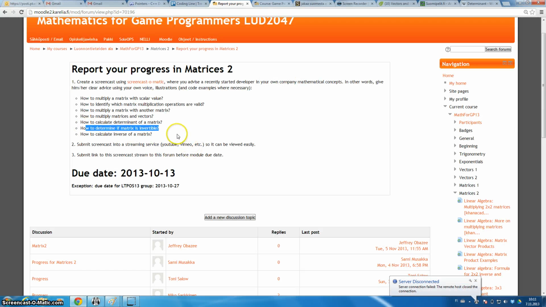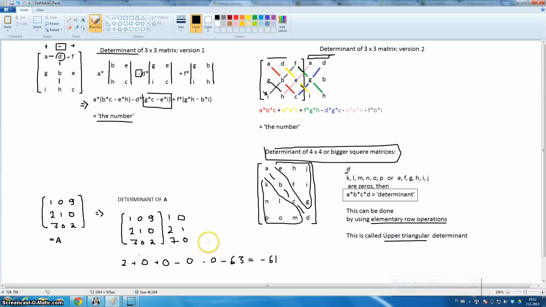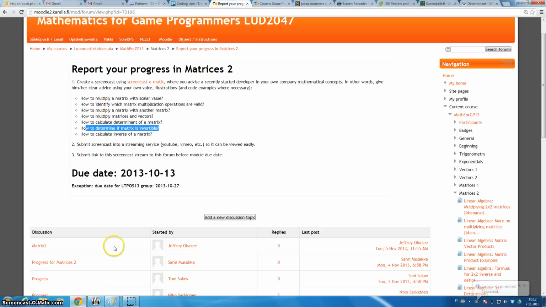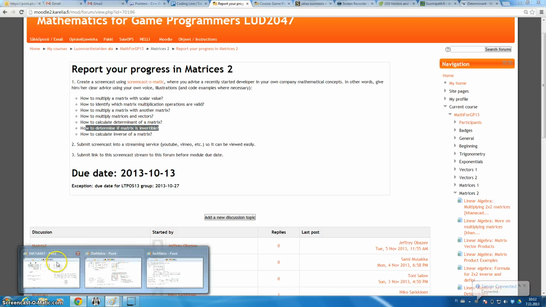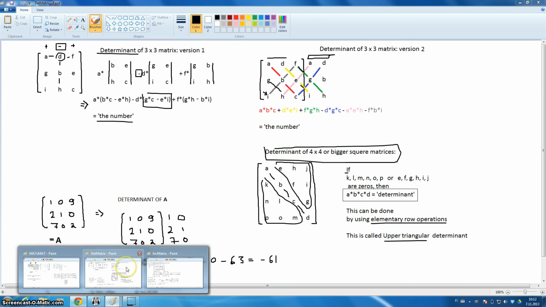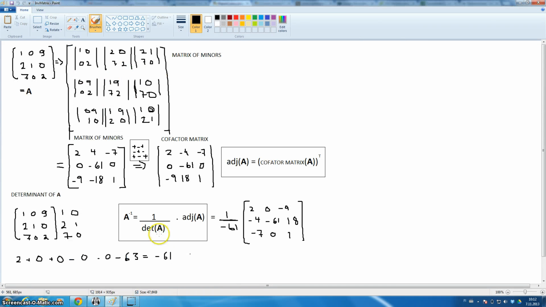How to determine if a matrix is invertible? Okay, a matrix is invertible if the determinant isn't 0, because by this formula, if this one is 0, the inverse is undefined. Undefined is the correct word.